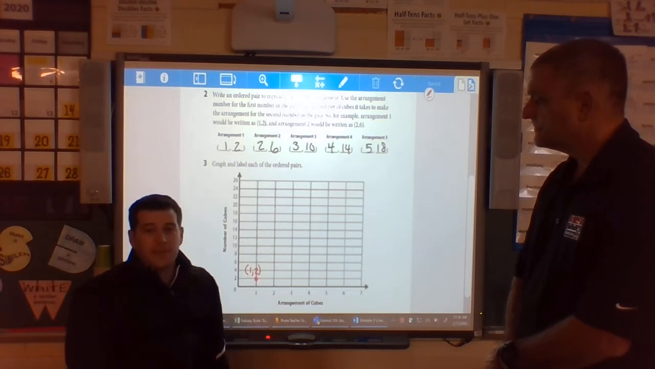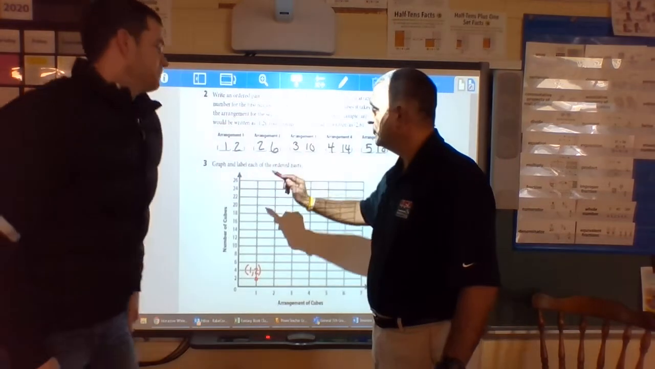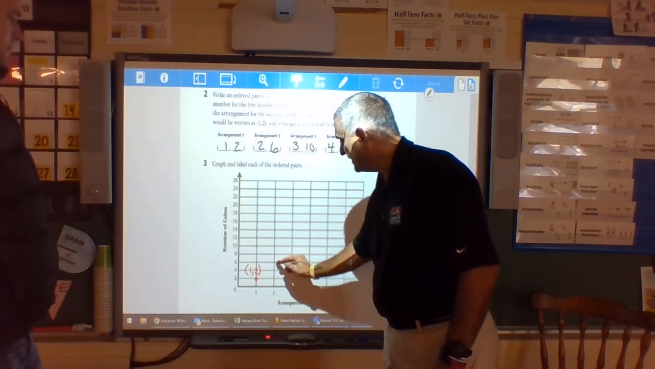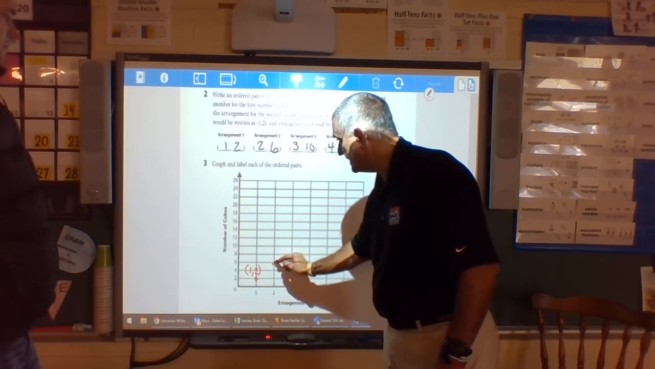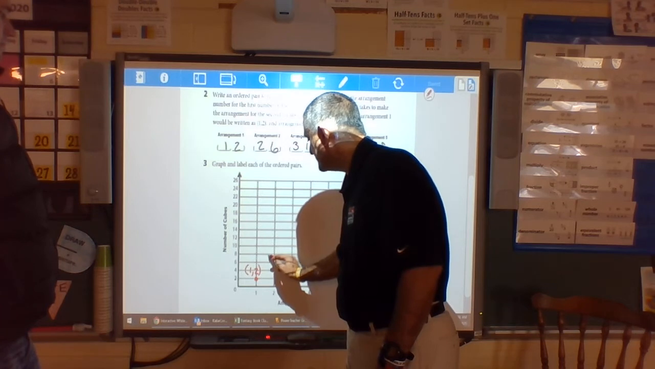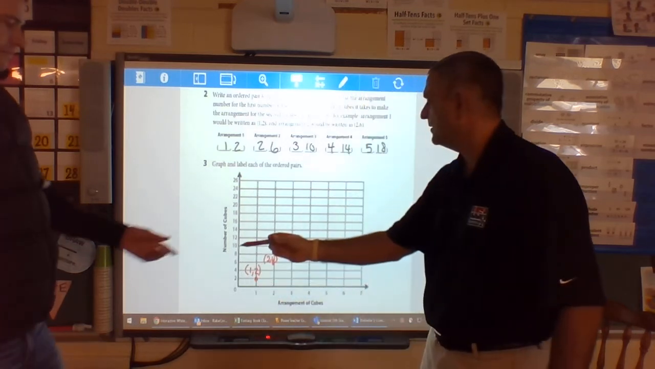And so I put the arrangement number next to it. Want to do the second one here? Second one, we got a 2, 6. Remember, arrangement cube, so we go to 2. We go up 6. Put our dot here, and we label it. And if you take a look, we label it within the parentheses, so we have 2, 6. And I put parentheses around it, so I know where it's at.